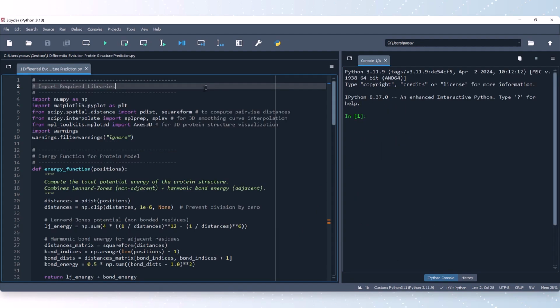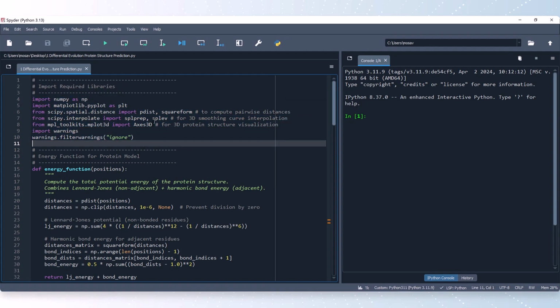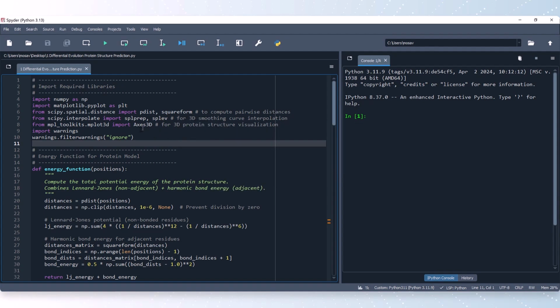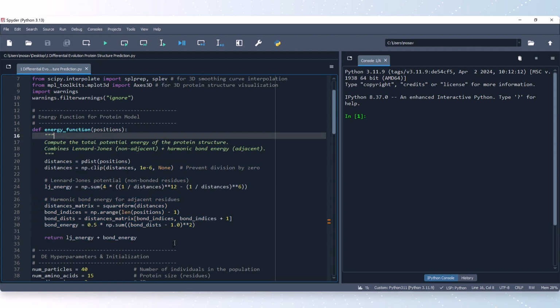Okay, now we have the protein folding code with the differential evolution algorithm. In this section, we import the required libraries. We import pdist and squareform to compute the pairwise distances, splprep and splev for 3D smoothing curve interpolation, and Axes3D for 3D protein structure visualization. This block is for the energy functions, which is our objective function, where we compute both Lennard-Jones for non-adjacent and harmonic bond for adjacent amino acids. Here is Lennard-Jones and here is the harmonic bond.